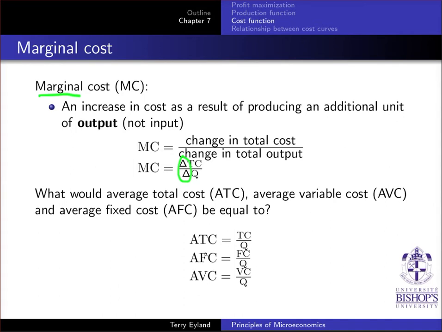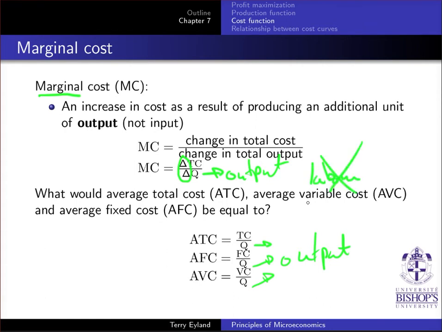The big thing that has to be highlighted, and I will say it loud and clear here, is that in this case we're looking at change in total costs over change in total output. So when we reflect this Q here, we're talking about output. Output, output, output. All of these quantities are output. We are not dividing by amount of labor. This is not labor that we're dealing with here.